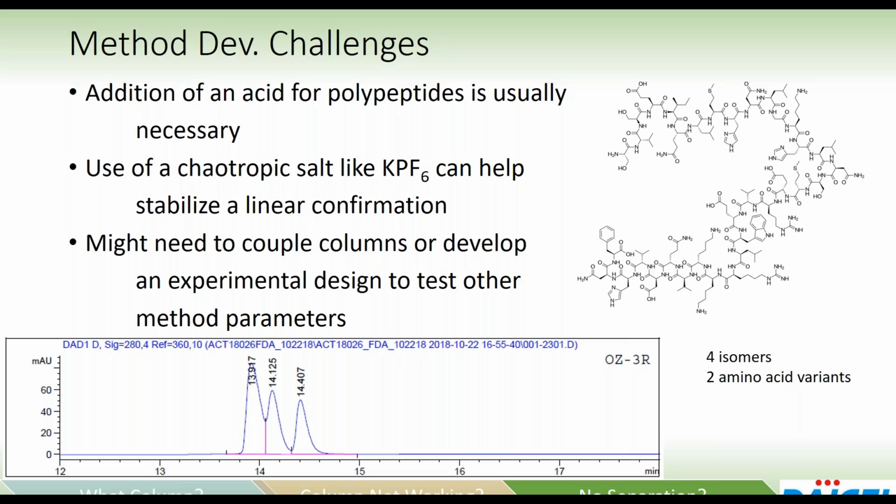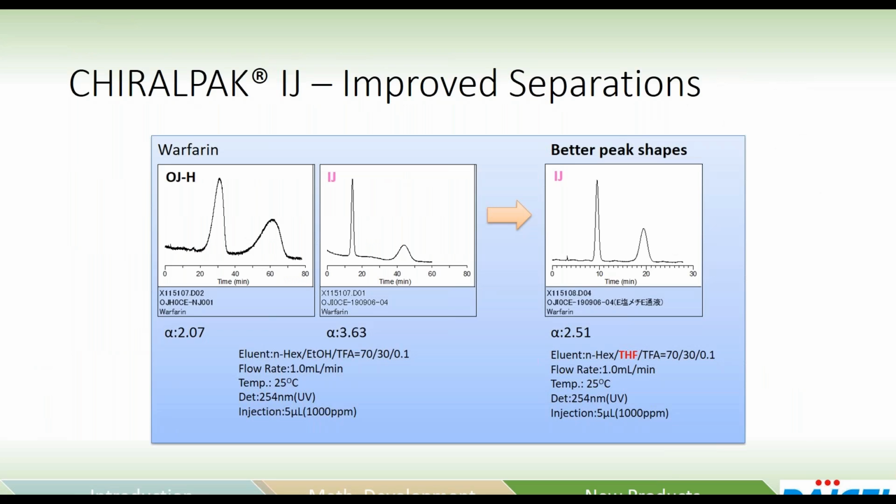So at this point, I believe I've answered all 3 of those questions kind of in full. I will just highlight some new information for you, some things that you might not be aware of, some new columns that we have. Our newest column I mentioned in the intro was Chiralpak IJ. It's the immobilized version of Chiralcel OJ. And like you would expect with an immobilized column, the access to extended range solvents dramatically improves its separations capability.